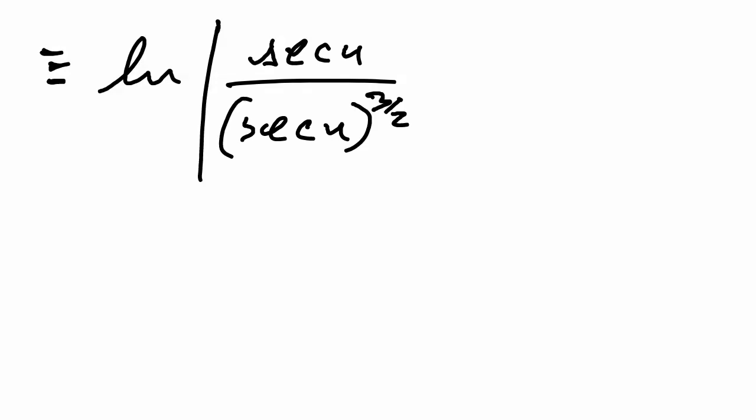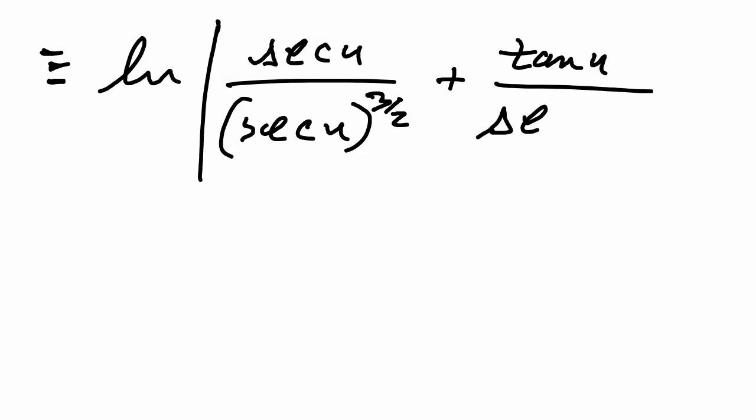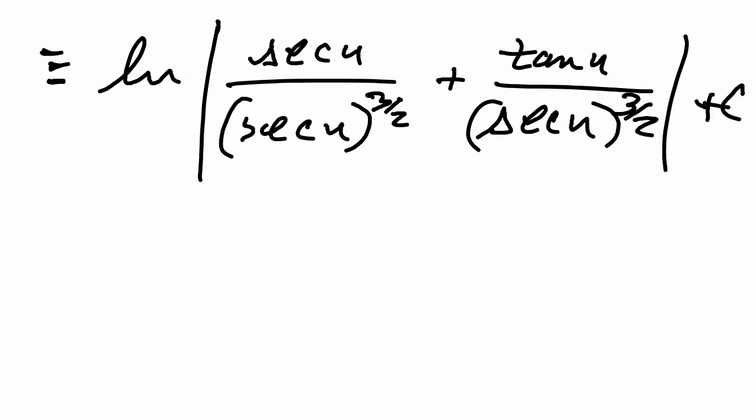Well, that's going to simplify a little bit, plus tangent of u divided by secant of u to the 3/2. So just splitting up the fractions. And then plus c, that once again, we only care about at the end. But let's go ahead and simplify this a little bit.